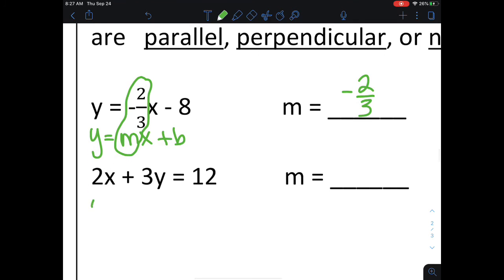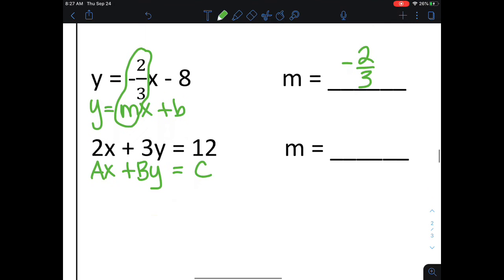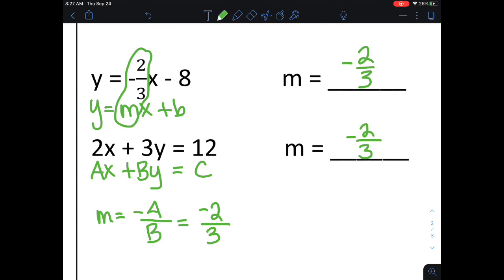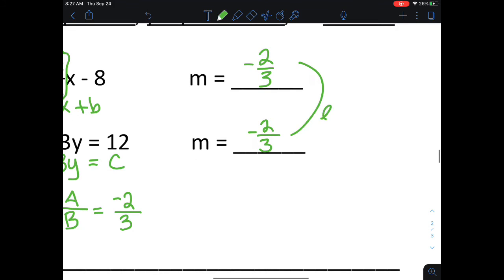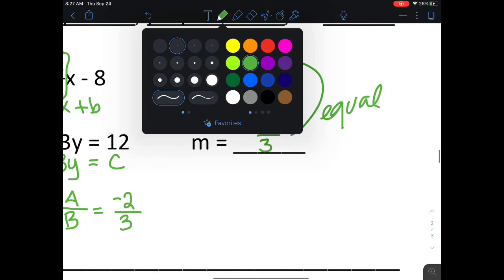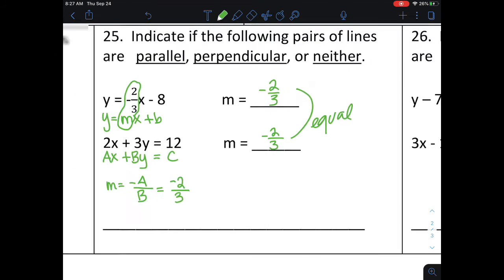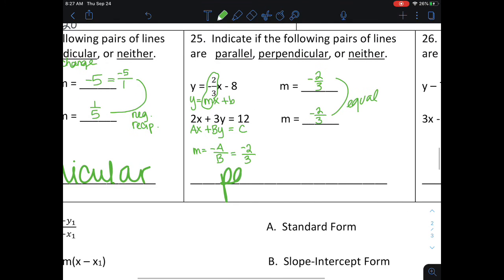All right, the second one, this one is in standard form. So I'm going to need more steps to figure out the slope on this one. I can't just look and tell. I have to use the -a/b. That's the downside to standard form. You have to do a little bit of extra work to figure out what the slope is. But that's okay, just 1 or 2 steps. So again, I plug in the 2 and the 3 and I get -2/3. These are obviously equal, which means they are parallel, because parallel lines have equal slopes.